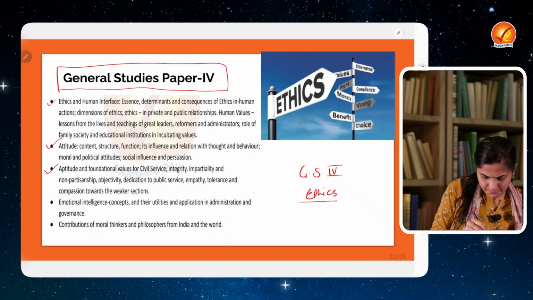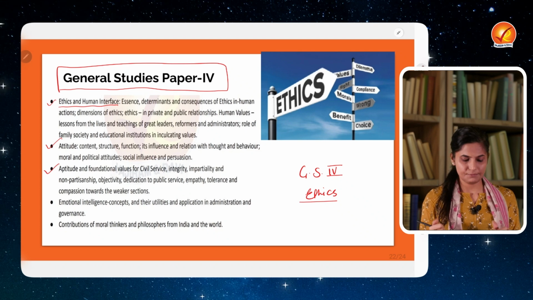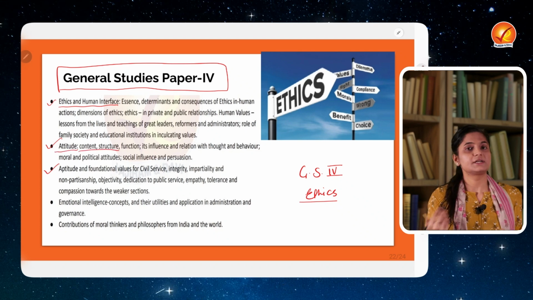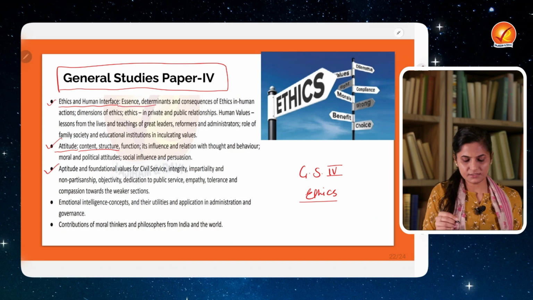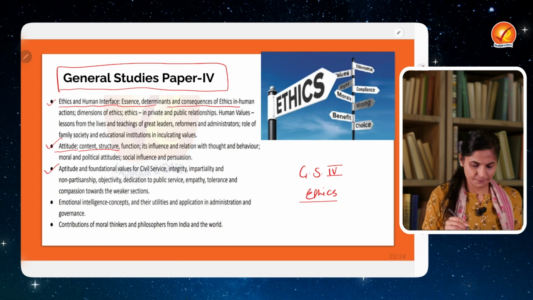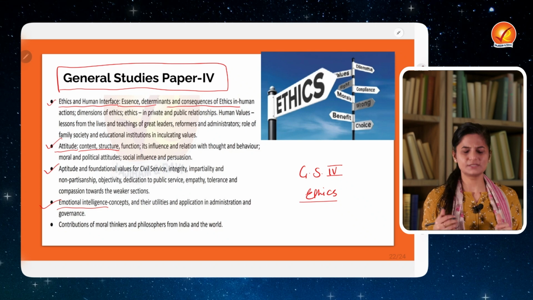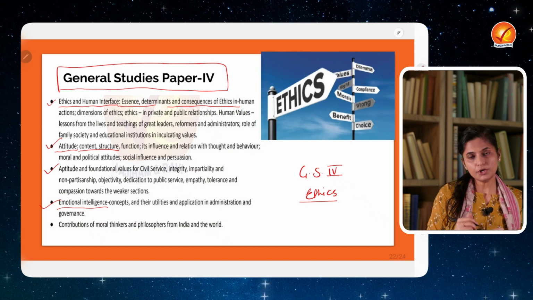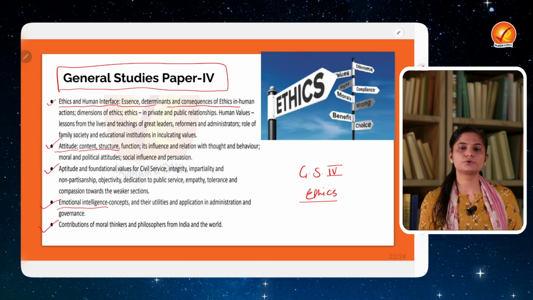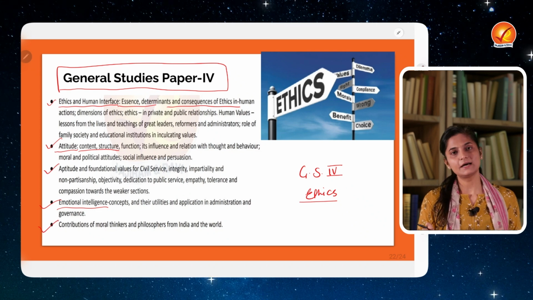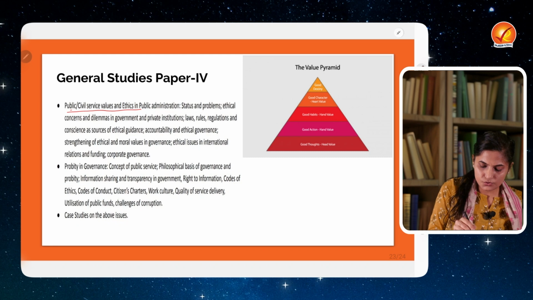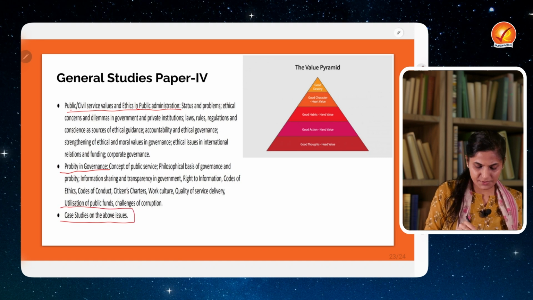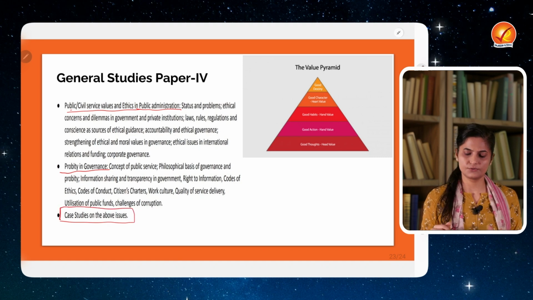For the theoretical part, there are topics such as aptitude, attitude, content, structure and function, then various values, human values, then ethics, its essence, determinants and consequences of ethics in human action. Then you have the concept of emotional intelligence, what the concept is and what its utilization is, and various contributions of moral thinkers and philosophers from India as well as the world. You also have civil services values and their role in public administration, then probity in governance, and like I said, section B will deal with various case studies on this very subject.